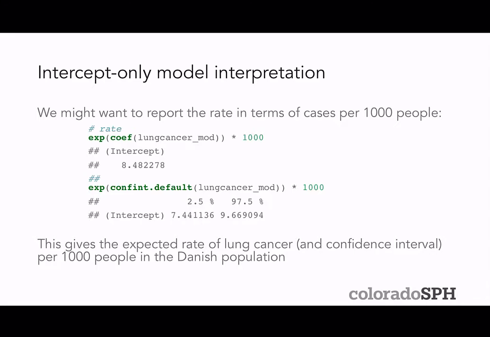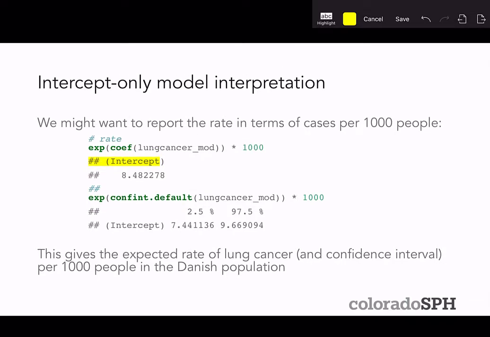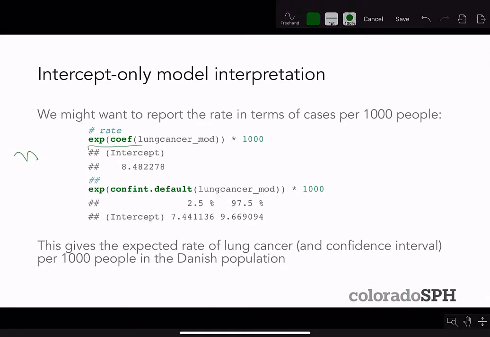Instead of saying the rate of lung cancer for one person, we might want to report the rate in terms of cases per 1,000 people. And you can get that by multiplying the exponentiated coefficient by 1,000. And similarly, you can do that to the confidence interval to get the confidence interval per 1,000 people. And this gives the expected rate of lung cancer per 1,000 people in the Danish population. So the expected rate of lung cancer per 1,000 people is 8.48.